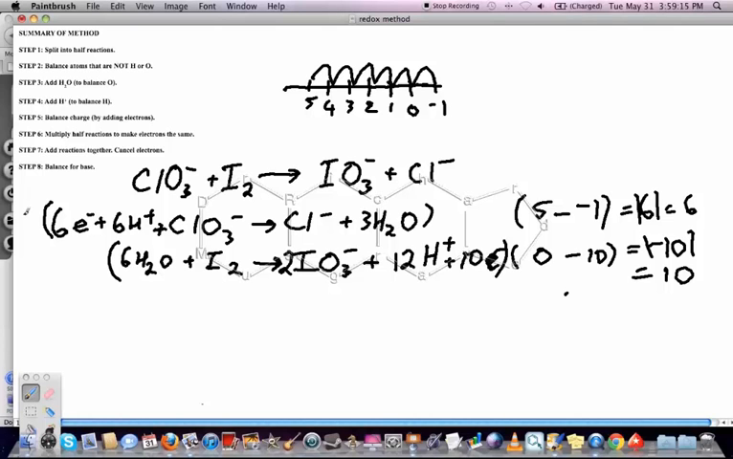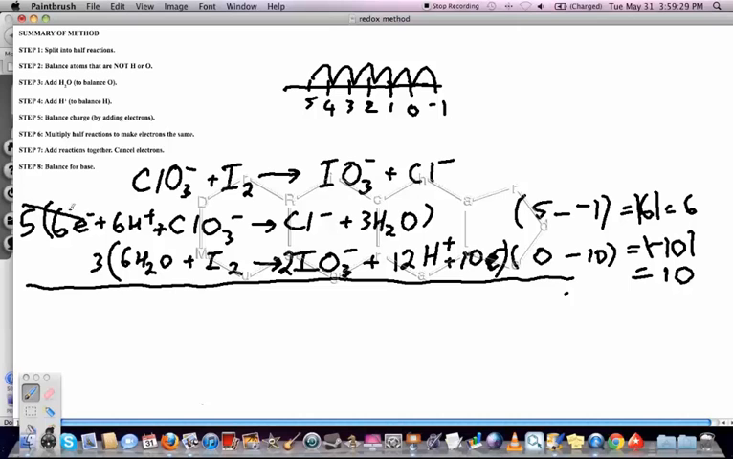Alright, so we'll multiply this one by 5, multiply this one by 3, and we'll go ahead now and add all these together. Now we can see that the electrons are going to cancel here, and this electron will cancel here, because 3 times 10 is 30. Now I'm going to go ahead and put all my other stuff in here.